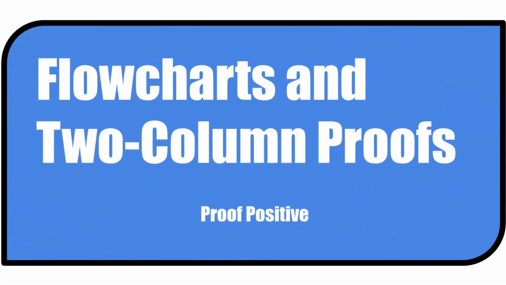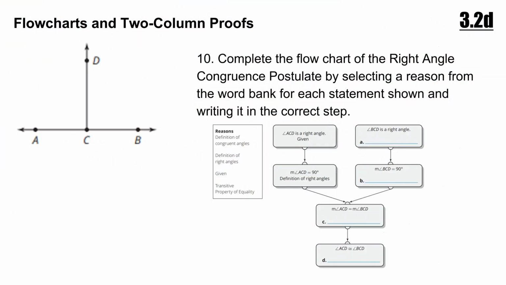This lesson will be over flowcharts and two-column proofs. This problem asks to complete the flow chart of the right angle congruence postulate. When writing a proof, start with what is given. Angle BCD is a right angle because it is given.